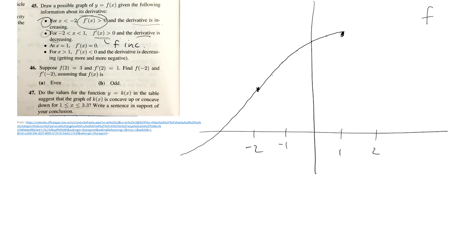So we're good on that. At x equals 1, f prime is 0. Okay, so I happen to draw that, so it's just flat right there, right? So we're going to come up like this and make it just flat right at 1.